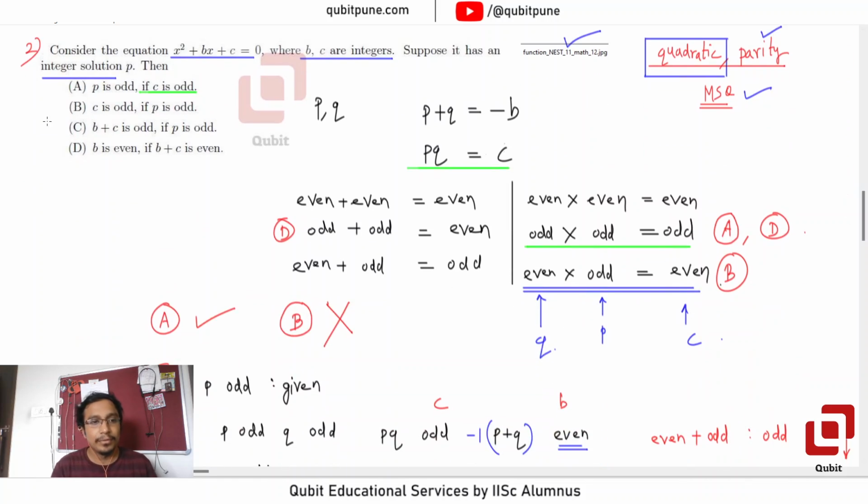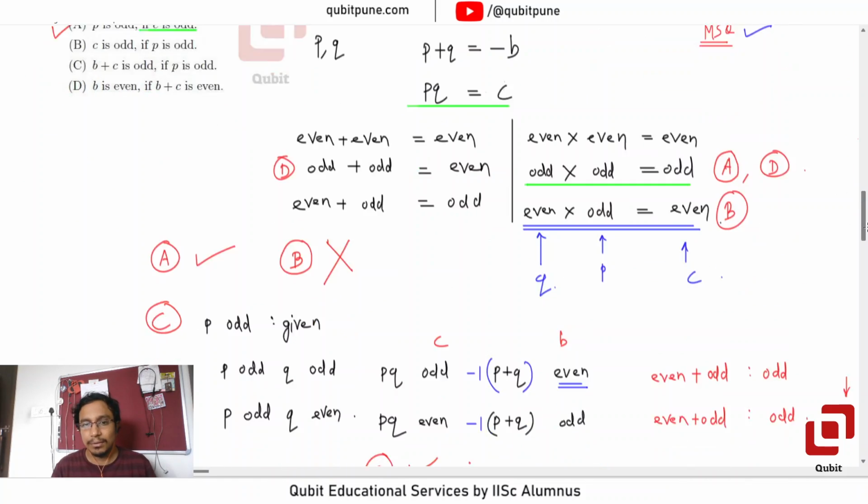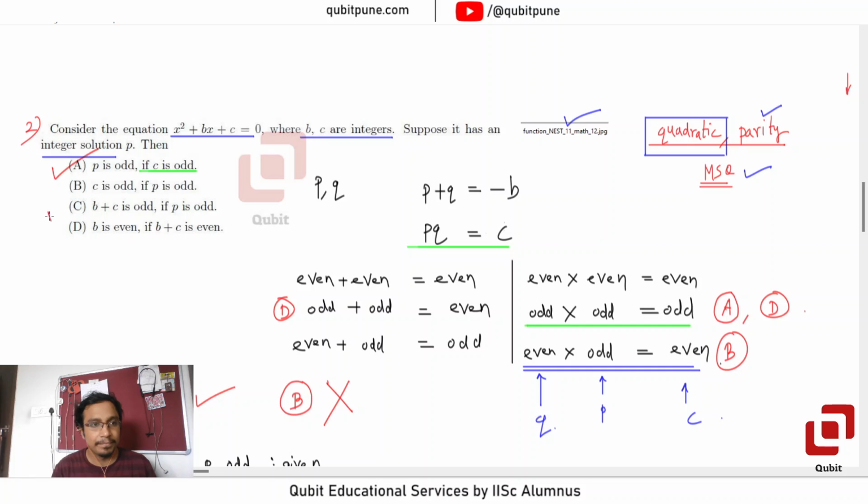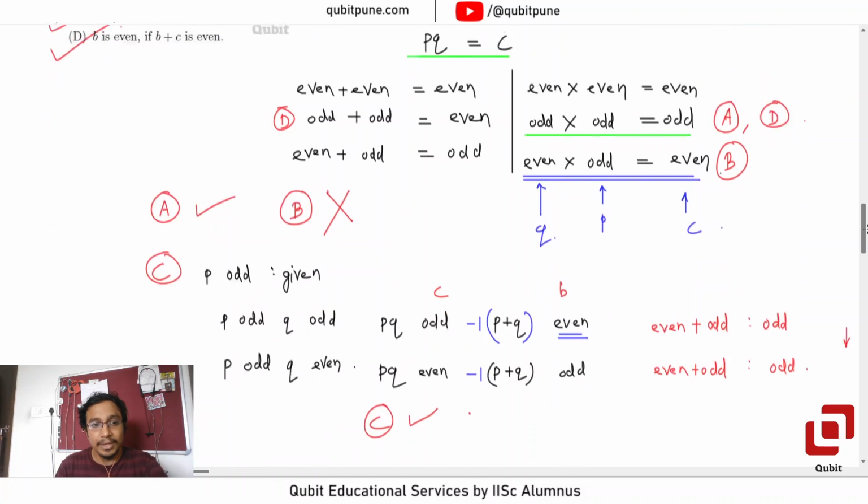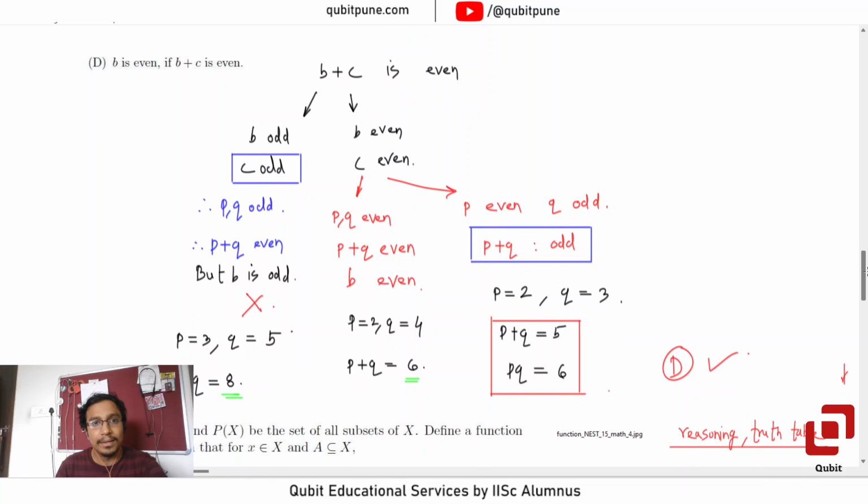Okay, so A is correct. How about C? C is right. D is also right. As far as option D is concerned, do you people have any queries regarding that? Can you show option D again? D, yeah.